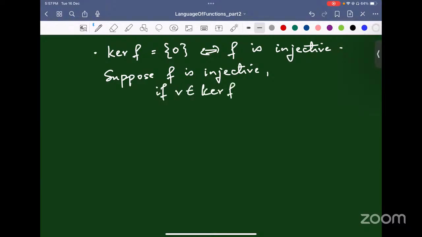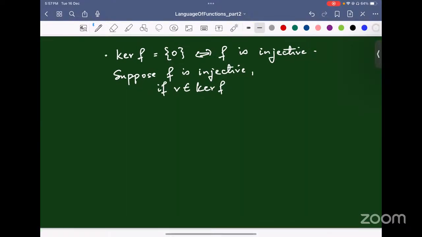Definitely the kernel of f also contains 0 because, as we saw earlier, a linear transformation sends 0 to 0. So if v is in the kernel of f, then f of v is equal to 0, which is f of 0. But f is injective. This implies v must be 0.